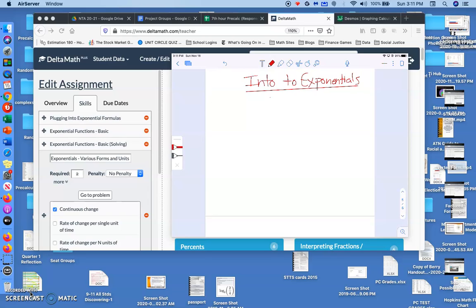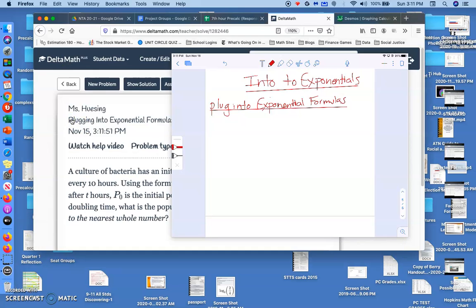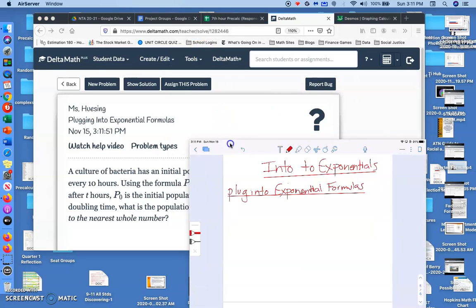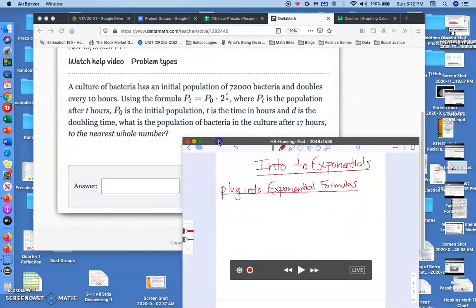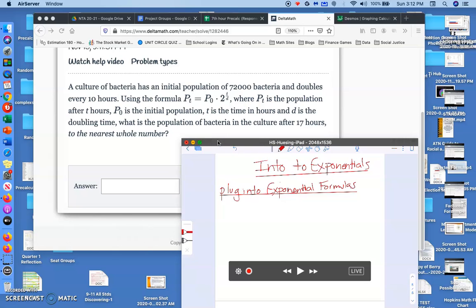So the first thing we're going to do is take a look at a reminder of how you plug into exponential formulas. Just a quick reminder to make sure we're okay with all the functions of Desmos and how to raise things to a power and that sort of thing. So the first type that we're going to take a look at here, let me move this around so we can see it.